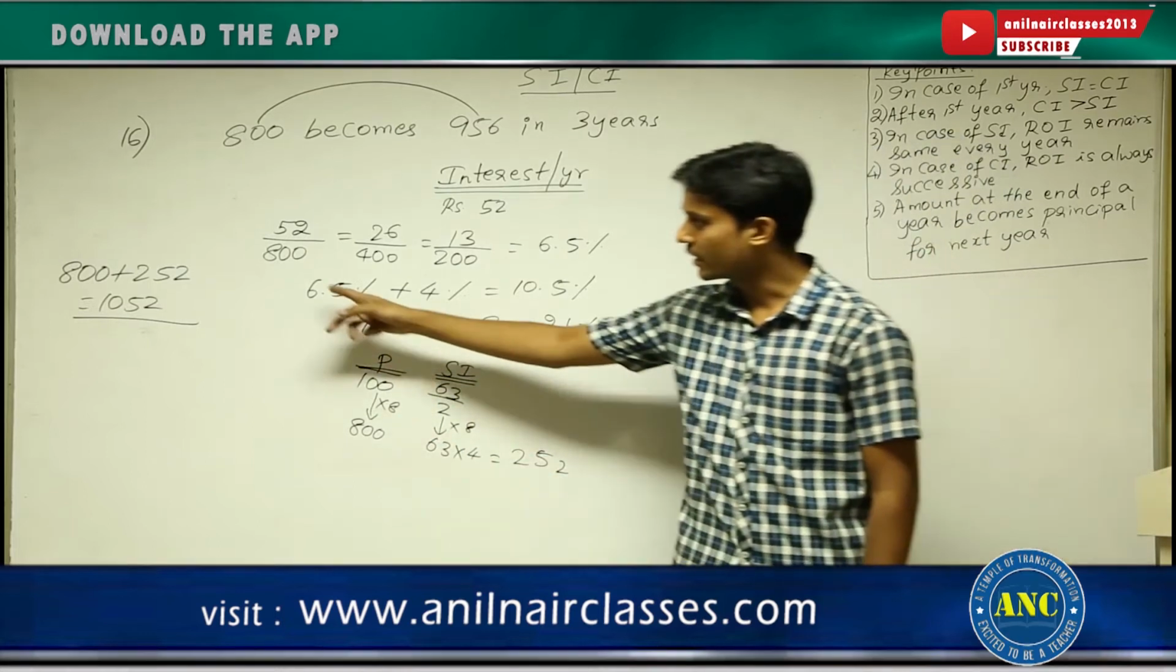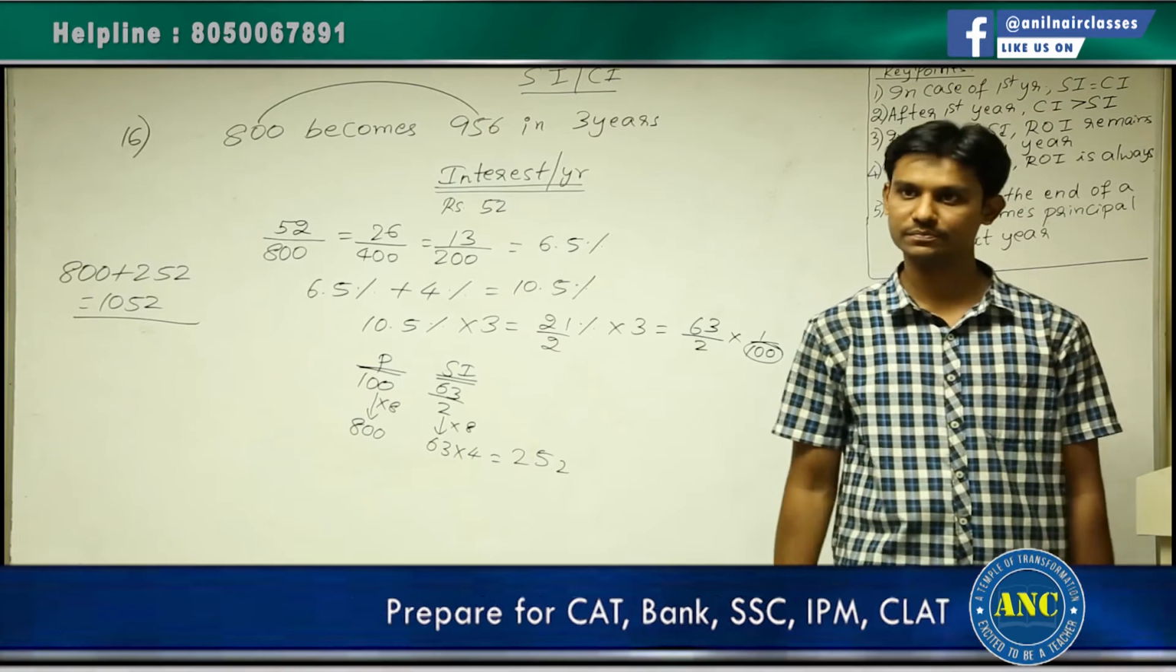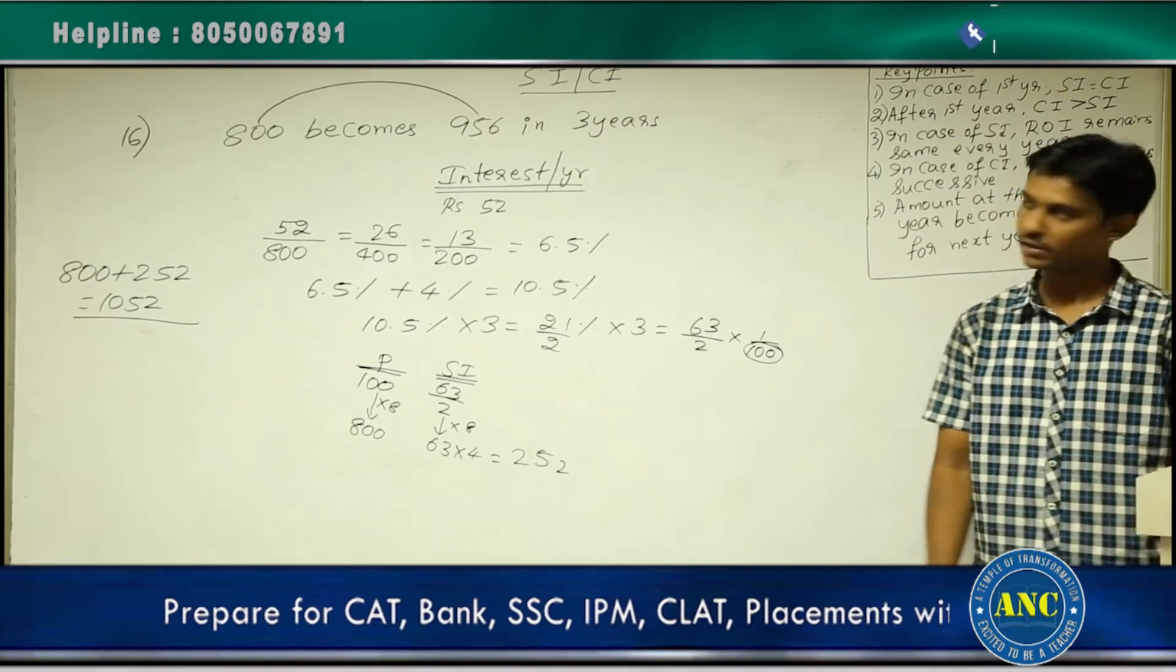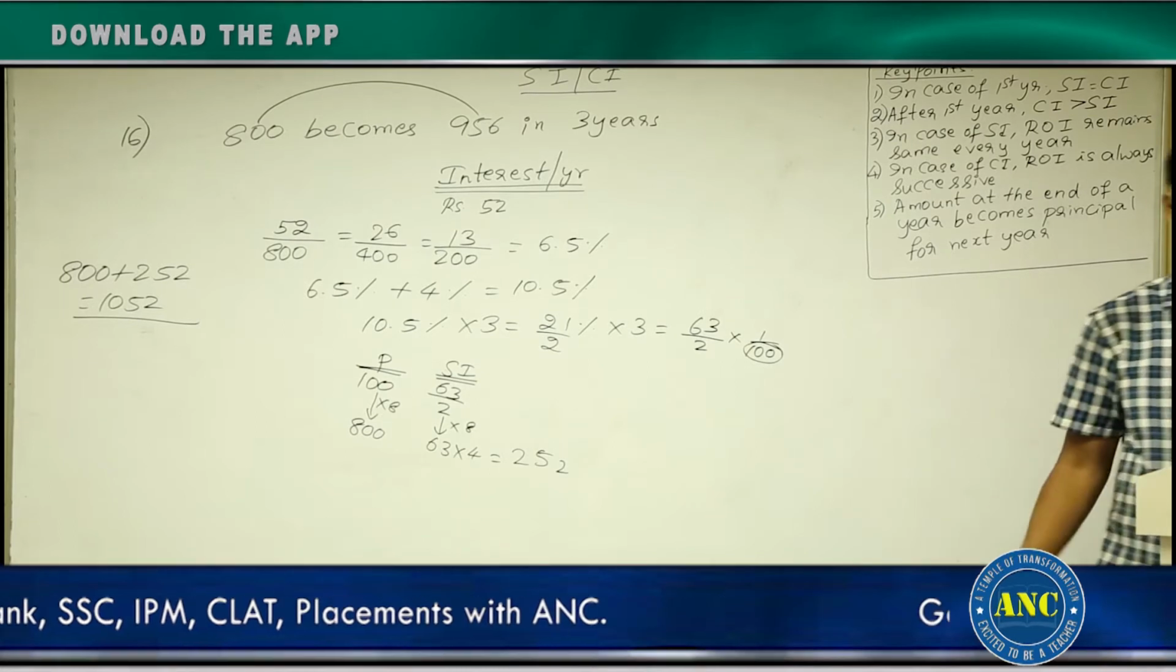I am taking 800 rupees from you. I will give you 252 extra. Totally I will return 1052. Getting the idea? Next. 16th one over.